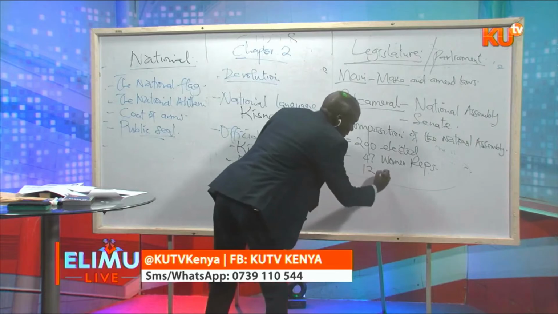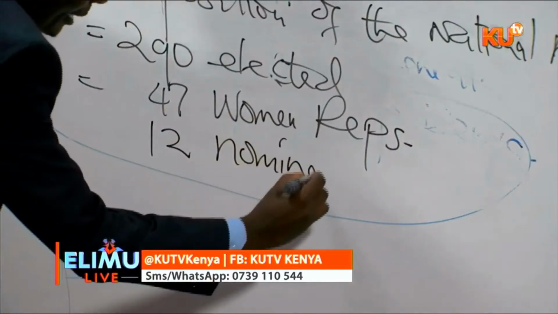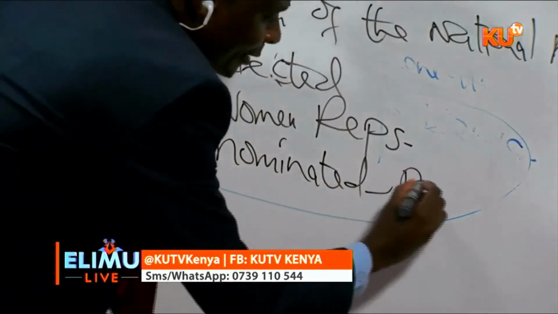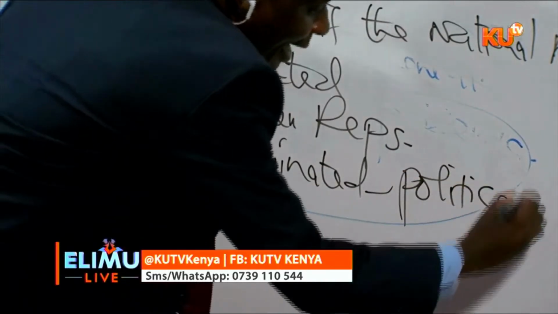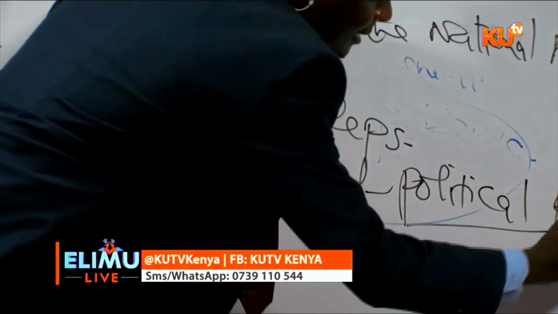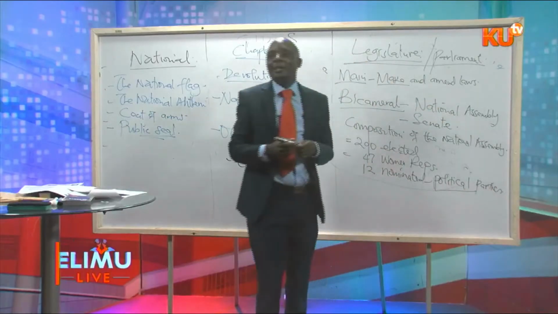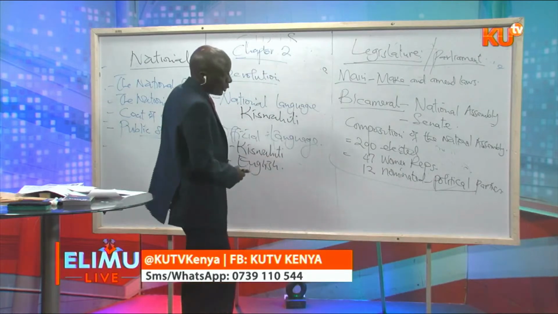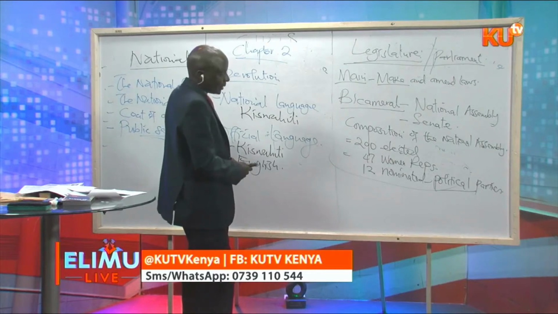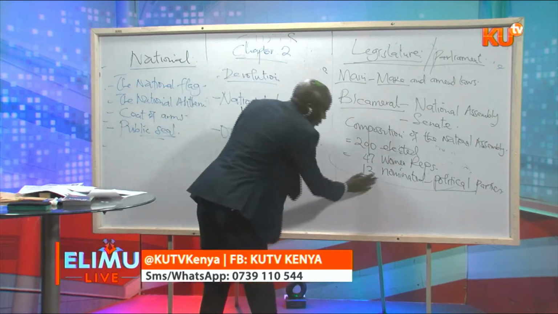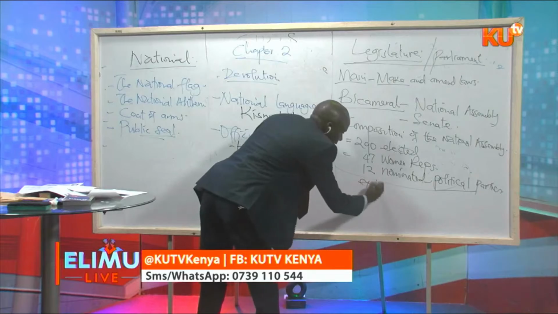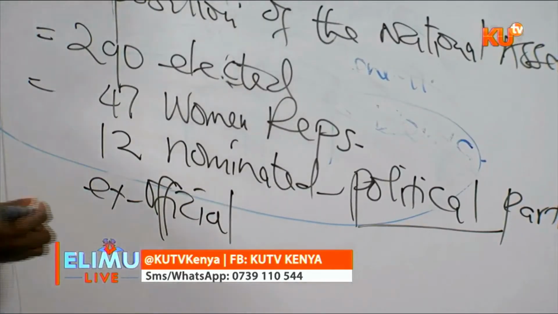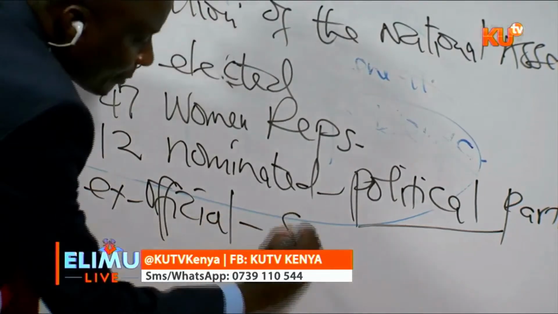Then we have 12 nominated members. They are nominated by political parties. Very common question here. Not by IEBC, by political parties, according to their strength in parliament. So we have 12 nominated, and then we also have one who is the ex officio. There used to be two in the old constitution. So ex officio, we have one, and this is the speaker.